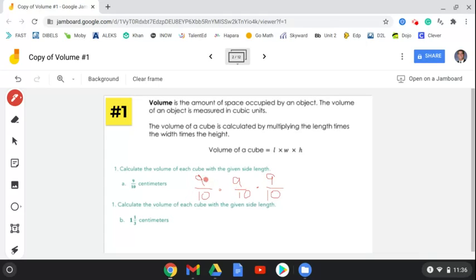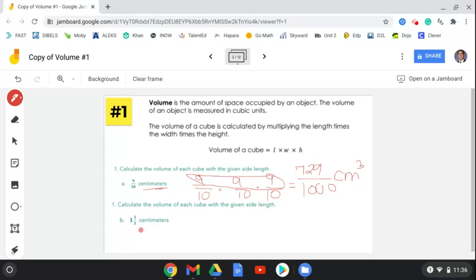And so if I just calculate or multiply my numerators, 9 times 9 times 9, that would give me 729. And on the bottom, 10 times 10 times 10, that would be 1,000. So this would be 729 over 1,000. And then my label here is going to be centimeters cubed. So my exponent is 3. This is cubic centimeters.